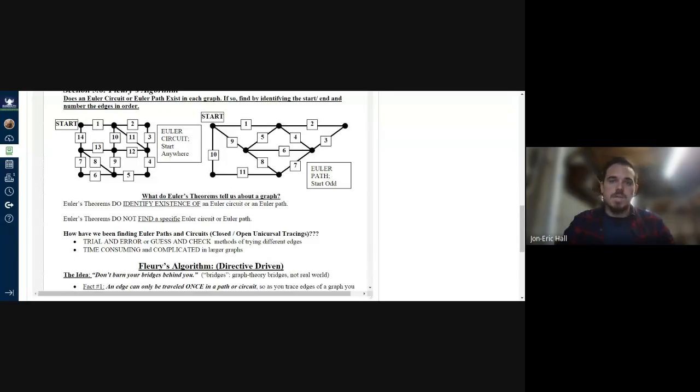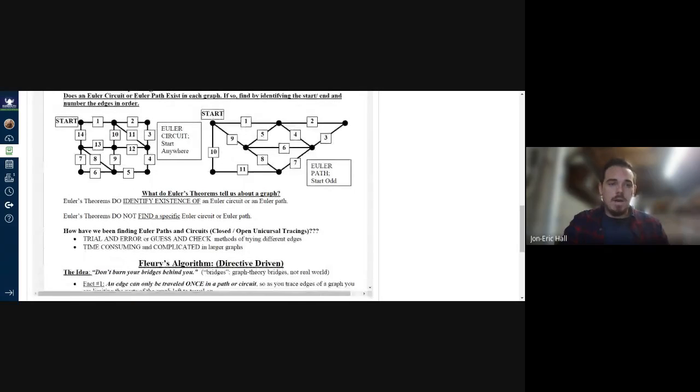So what do Euler theorems tell us about a graph? The Euler theorems that we learned back in 5.5 do identify the existence of a Euler circuit or a Euler path before we do anything. It's no guess and check game. It's a shortcut, right? It's going to identify whether or not it's a Euler circuit or a Euler path. The Euler theorems actually do not find a specific one, though. So by looking at it, what we know from the Euler circuit and the Euler path is that, okay, it exists. We know there is one there. But what it does not do is tell us where they go. So we know it's there, we know it exists, but the Euler theorems don't tell me where they are.